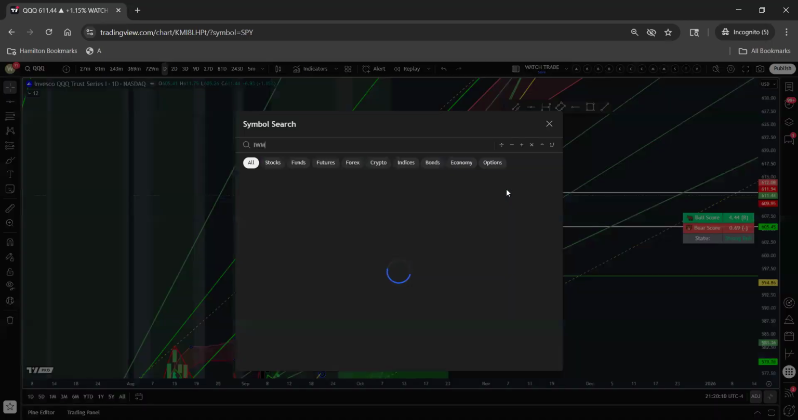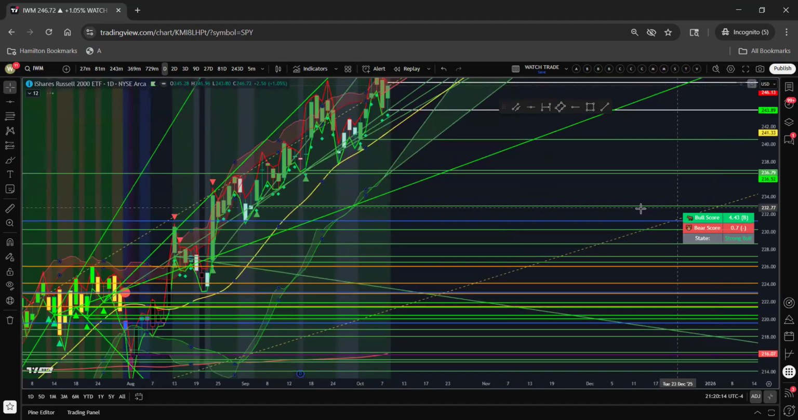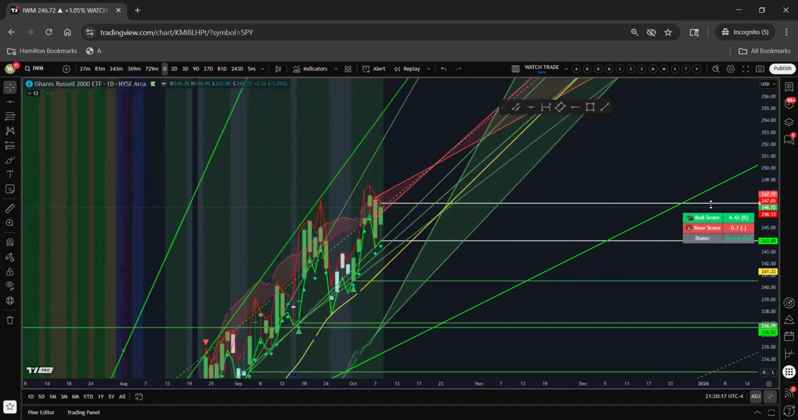Let's look at IWM. IWM has room to move up, and we close within the resistance band. So we can go all the way up tomorrow until up to 248. And if we break out above 248, IWM can go all the way up to 252.50.